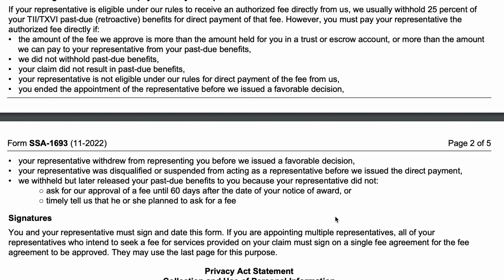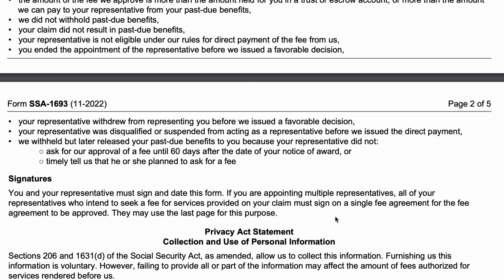So, signatures. If you're appointing multiple representatives, they can all sign. There's an addendum form on the back that shows additional fields for additional representatives. They can put their rep ID number, they can put their name and sign it. However, all representatives on that single fee agreement are responsible for upholding basically the intent of that.